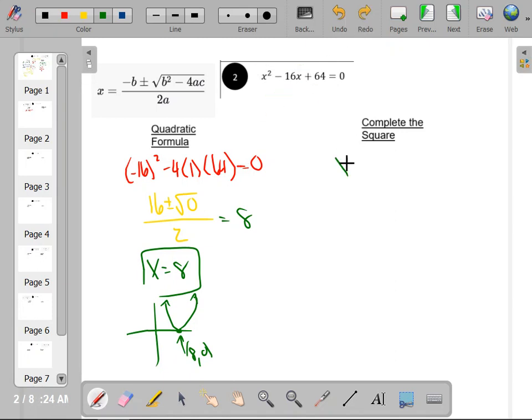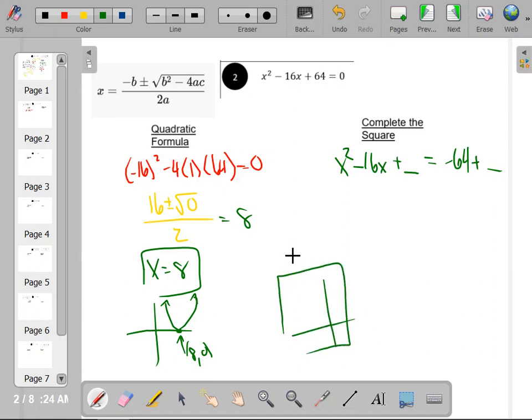x's on one side, and I'm going to leave myself a blank, and you have to move the c term to the other side. So that's negative 64 plus something. And to complete the square, I like to draw the picture, so I'll sketch it out here. It's always x and then half of b, so minus 8. x minus 8. The corner is 8 by 8, so we're going to add 64 to both sides.